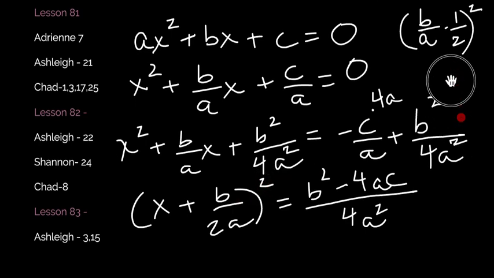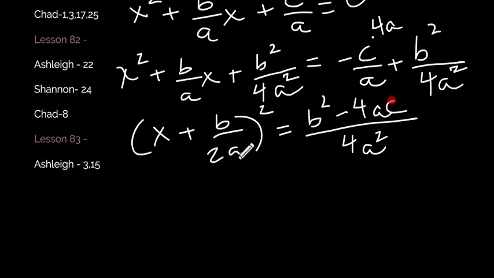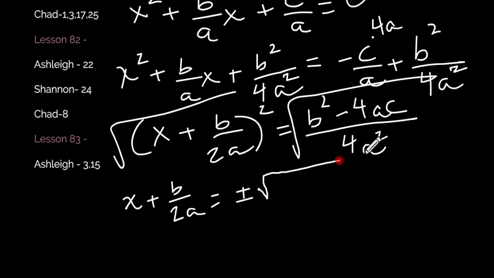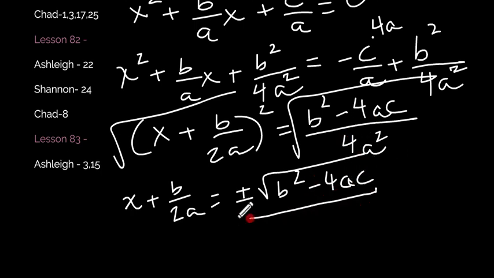Now we're going to take the square root of both sides. Square root of both sides. This is all going to come out, so we're going to get x plus b over 2a equals plus or minus the square root of b squared minus 4ac, and the square root of 4a squared is 2a. Final step is I'm going to subtract the b over 2a.